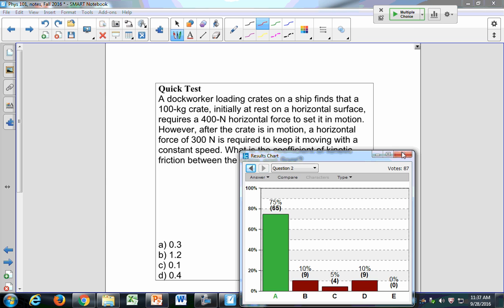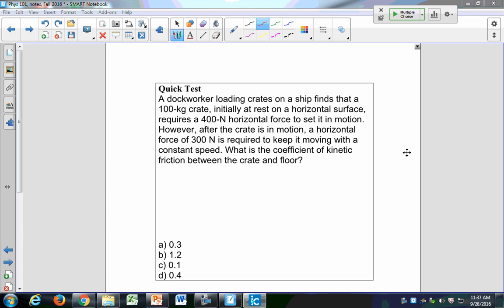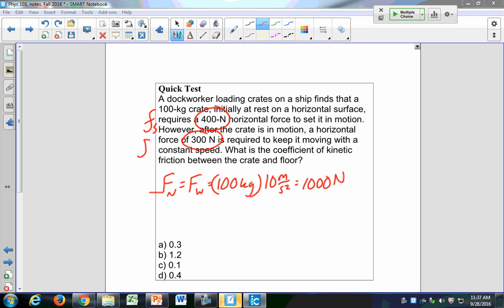All right, good. A is right. There's just a bunch of extra information in this problem. You have the mass, you'll need that to find the normal force. The normal force, if this is on a horizontal surface like it is, is equal to the weight. So the normal force in this case equals the weight, which is 100 kilograms times 10 meters per second squared, which is 1,000 newtons. Then we want to figure out which of these is the kinetic frictional force and which is the static frictional force. This one, the bigger of the two, is Fs. This one, after it's moving, is Fk.